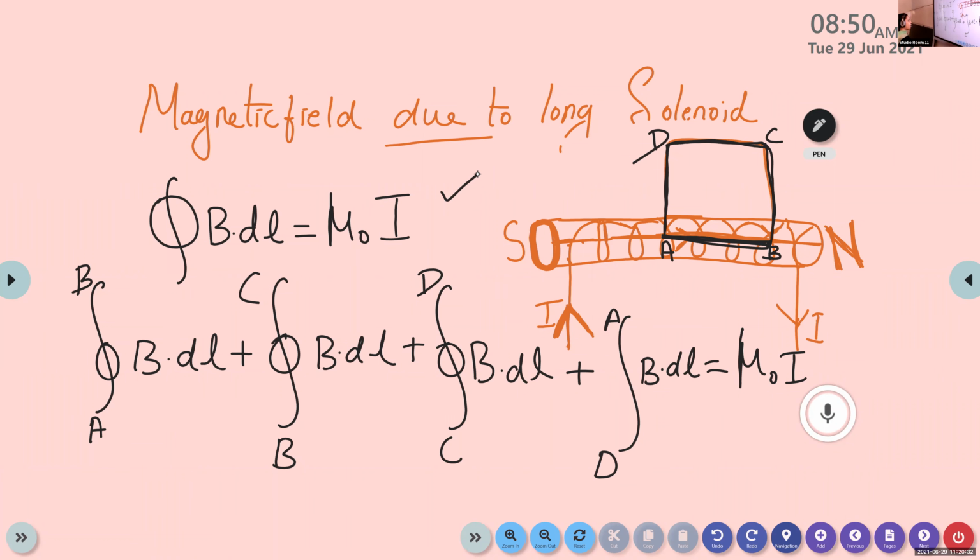So we are applying the Ampere circuital law to all these 4 sides. That is, closed integral over A to B, B dot dl, plus closed integral over B to C, B dot dl, plus closed integral over C to D, B dot dl, plus closed integral over D to A, B dot dl is equal to mu 0 I. Okay, is it clear?